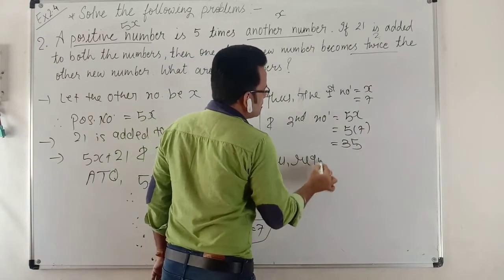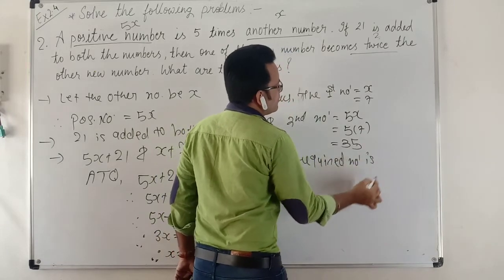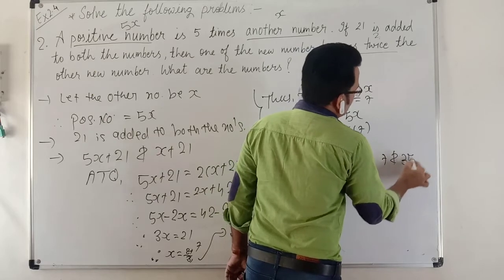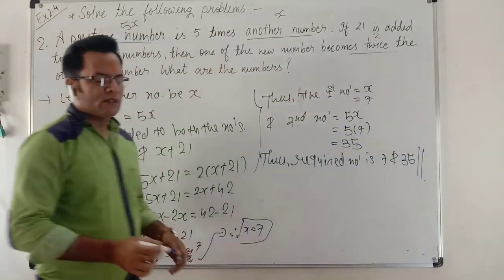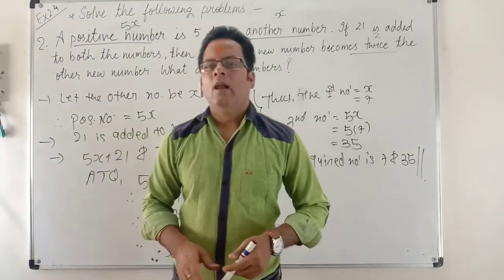So the required numbers are 7 and 35. So this way you have to solve the sum.